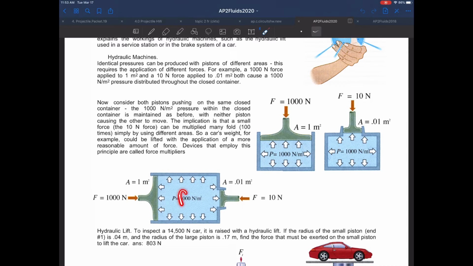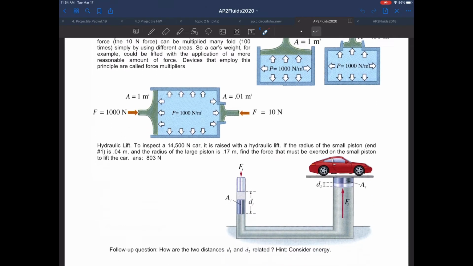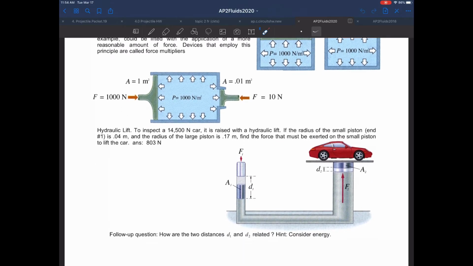So this is about pressure being equal in the container. Getting that pressure is about doing work. That's another step. Work will get us the pressure, and pressure being uniform inside our container is called Pascal's principle. This is the principle behind a hydraulic lift.